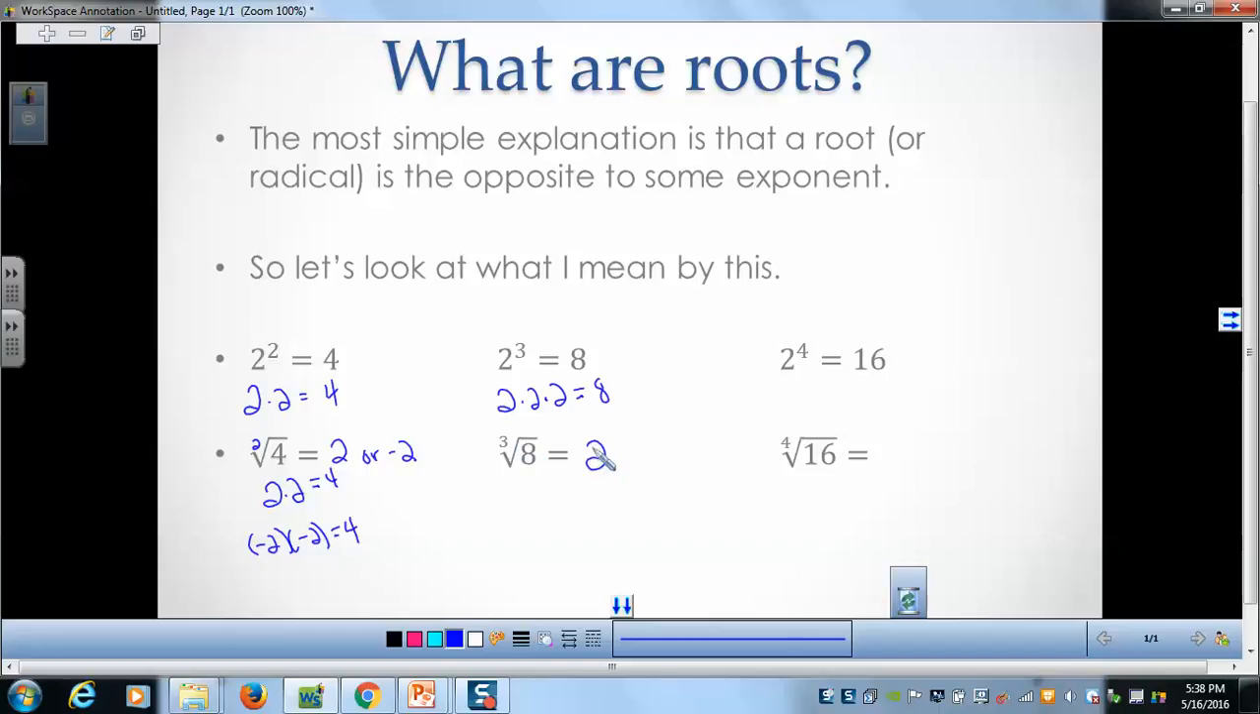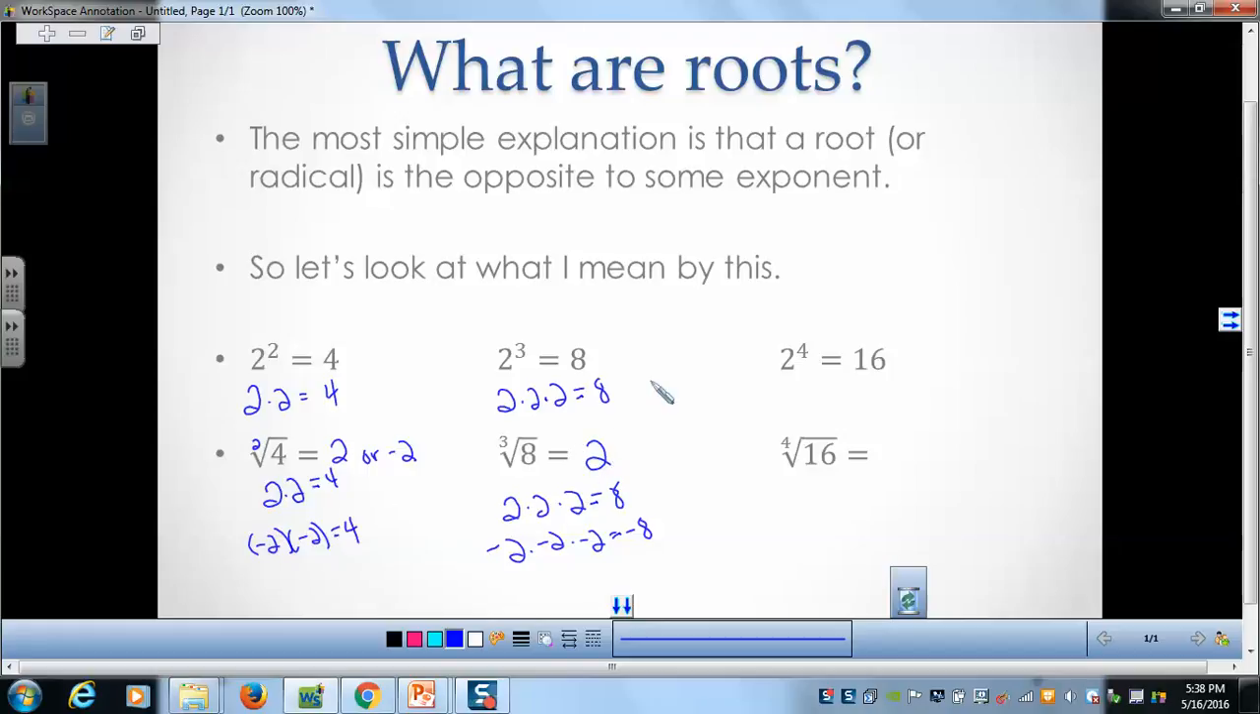Now notice this is an odd root versus our first one, which was an even root. And notice there's only going to be one answer when we have an odd root. If we have 2 times 2 times 2, all those numbers are positive, so we would get 8. However, if we try negative 2 times negative 2 times negative 2, a negative times a negative is a positive, and then a positive times a negative is a negative, so we would get negative 8. So with an odd root, we will only get one possible answer.